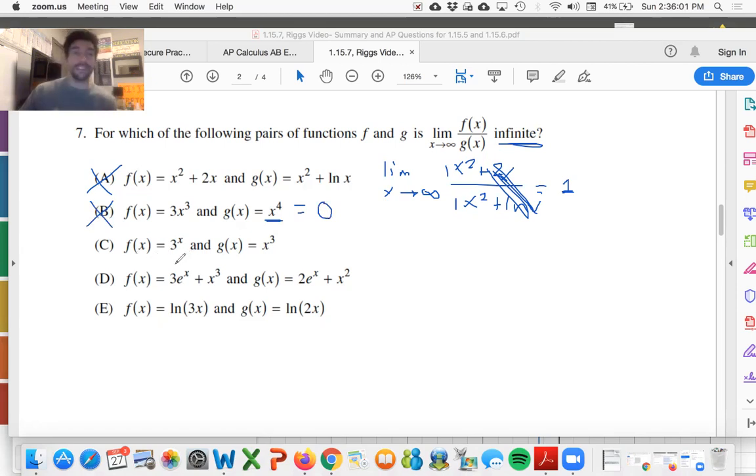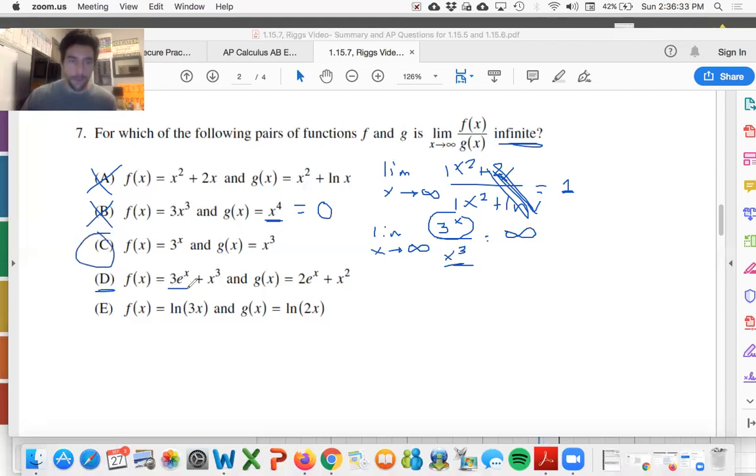This is an interesting one. It's testing your knowledge of exponential functions. If I had the limit as x goes to positive infinity of 3 to the x compared to x to the third, this is going to outrace the denominator, because a base raised to an infinite number of times is going to get to infinity faster than x to the third. If you don't believe me, plug in 1, 2, 3, and 4, and you'll see pretty quickly that this gets bigger faster. So this is our infinite limit, and our answer here is going to be C.